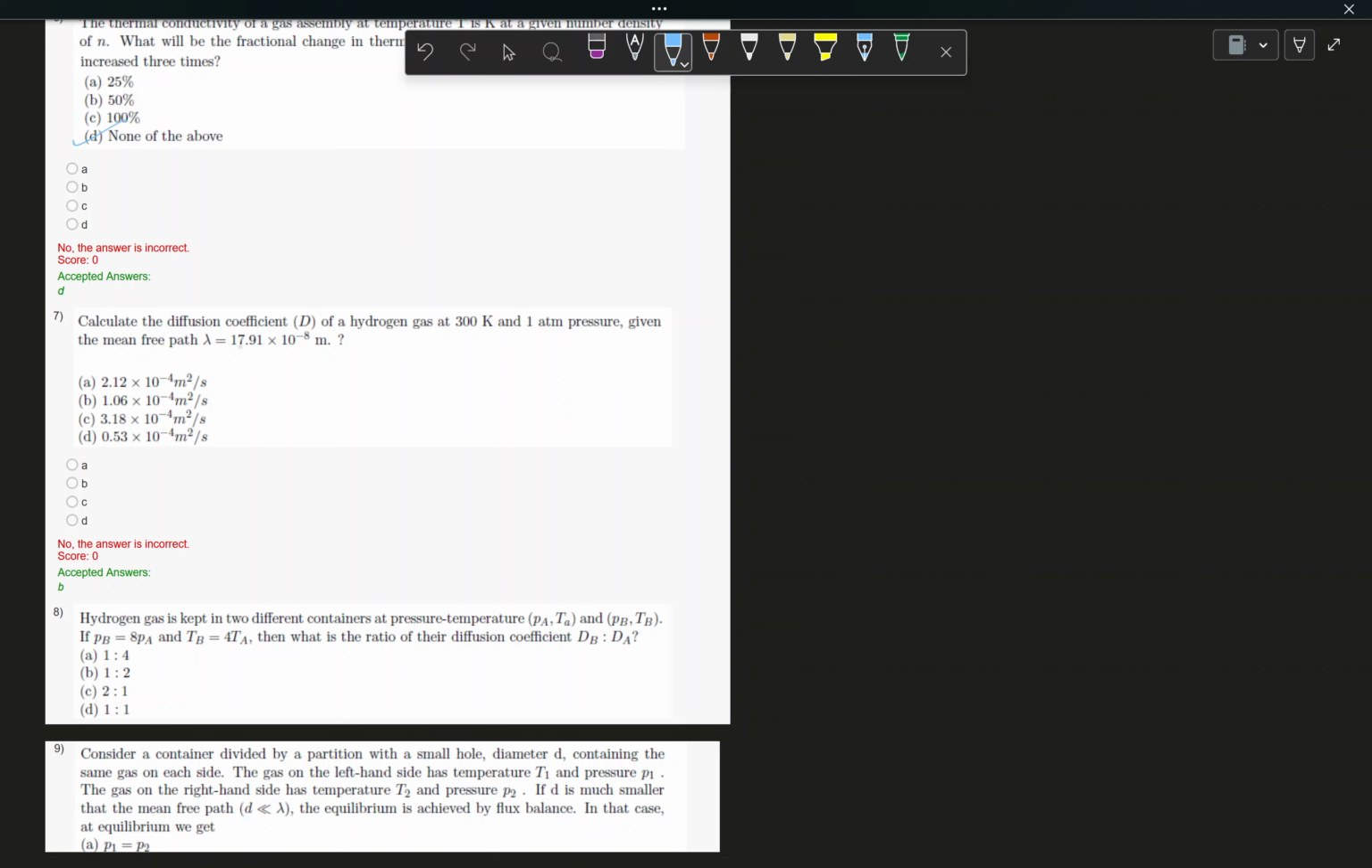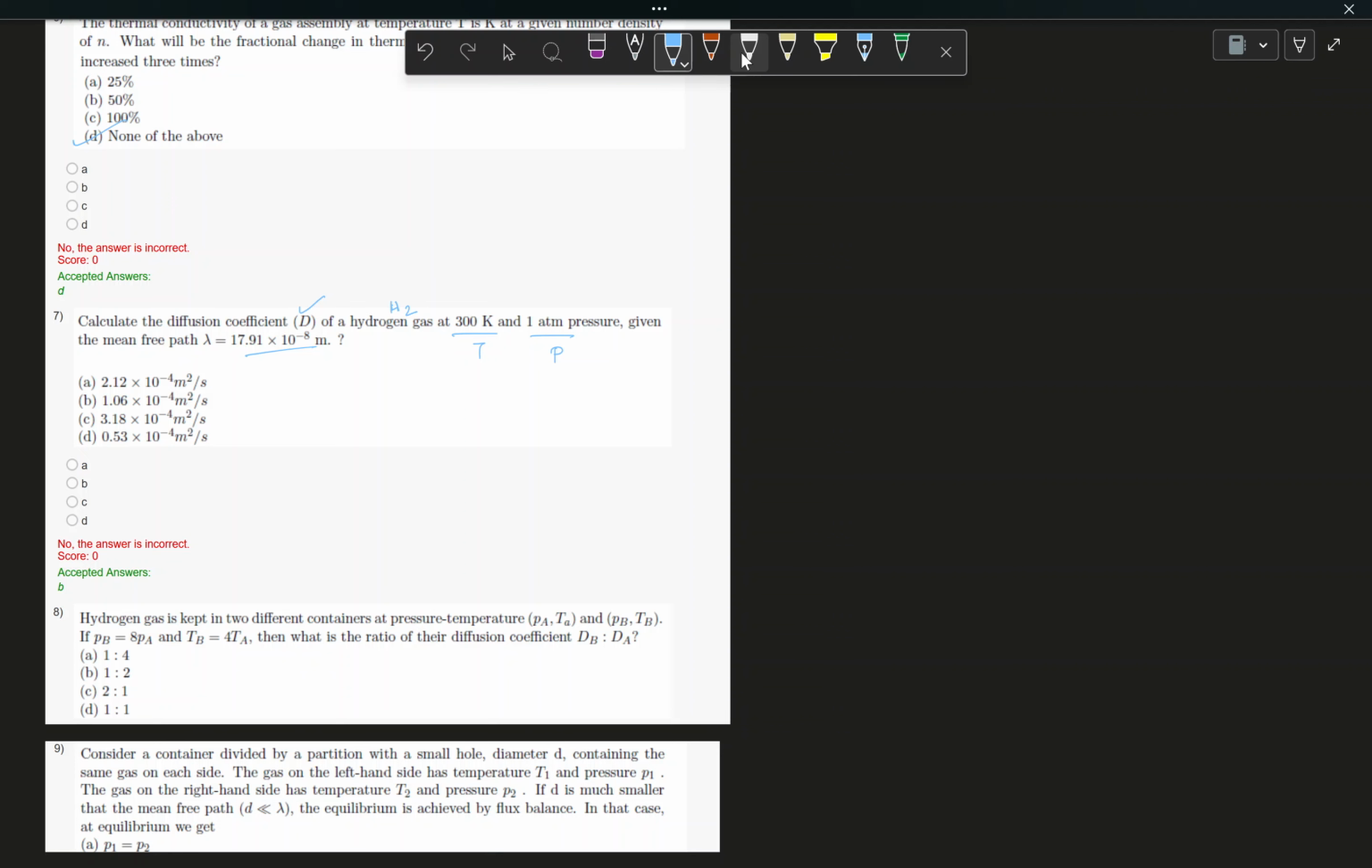Now question number 7 is calculate the diffusion coefficient D of a hydrogen gas at 300 Kelvin and 1 atmosphere pressure given the mean free path lambda is equal to this value. Okay, so you have to calculate the diffusion coefficient for hydrogen gas, which is a diatomic molecular gas H2, where temperature is 300 Kelvin and pressure is 1 atmosphere and the mean free path value is given, then you have to calculate what is the diffusion coefficient.